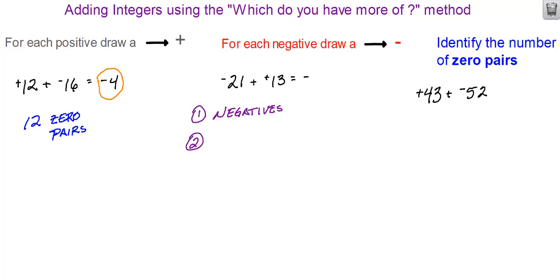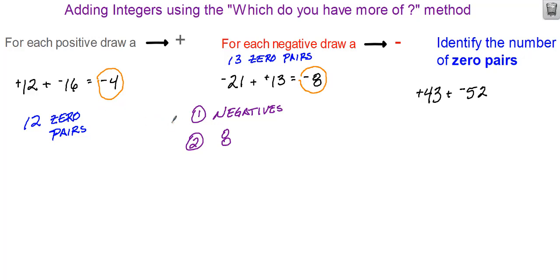That's going to be the sign of the answer. And then the second thing you ask yourself is, how many more? Well, this would create 13 zero pairs. So since that would create 13 zero pairs, these 13 would cancel out 13 of the negatives, and that would leave us with 8. So our final answer is negative 8. So go ahead, pause again for a minute.